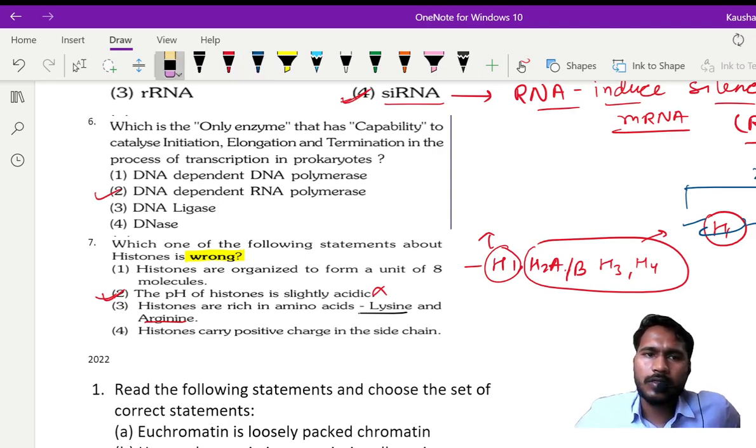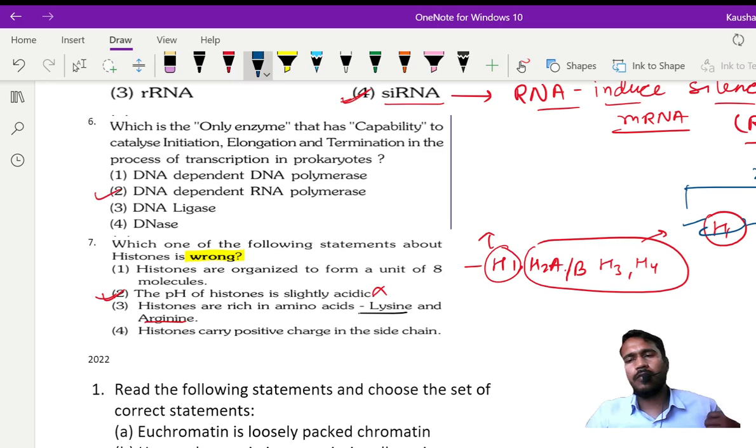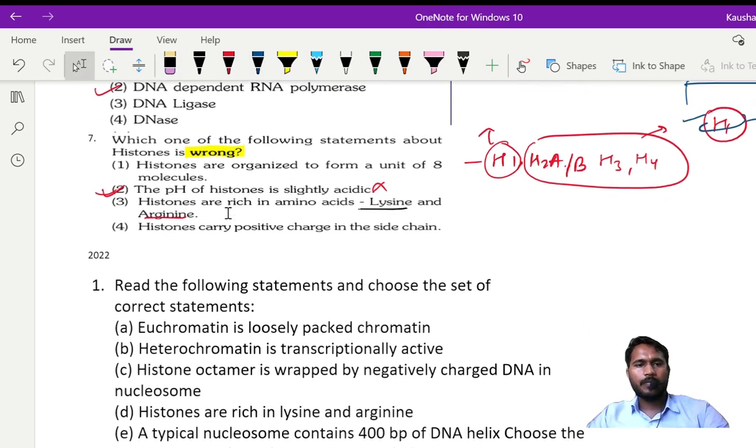So you remember, this is called an octamer. It should be 8 only, na? Why do we form only 4? Because there will be two copies of each histone. So 4 into 2, 8, a complete octamer will be there.